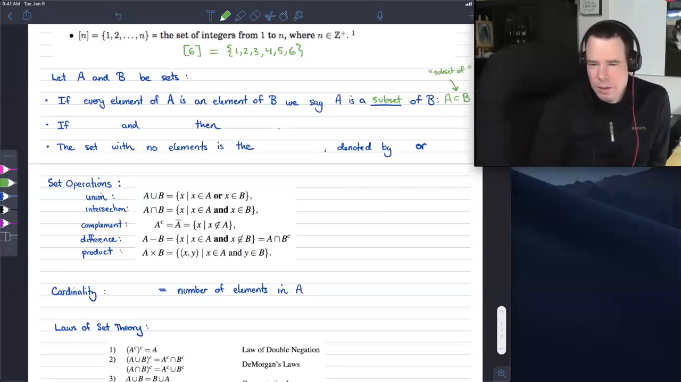A could be equal to B in this case, because A contains all elements that B contains if they are equal. So a set is a subset of itself.